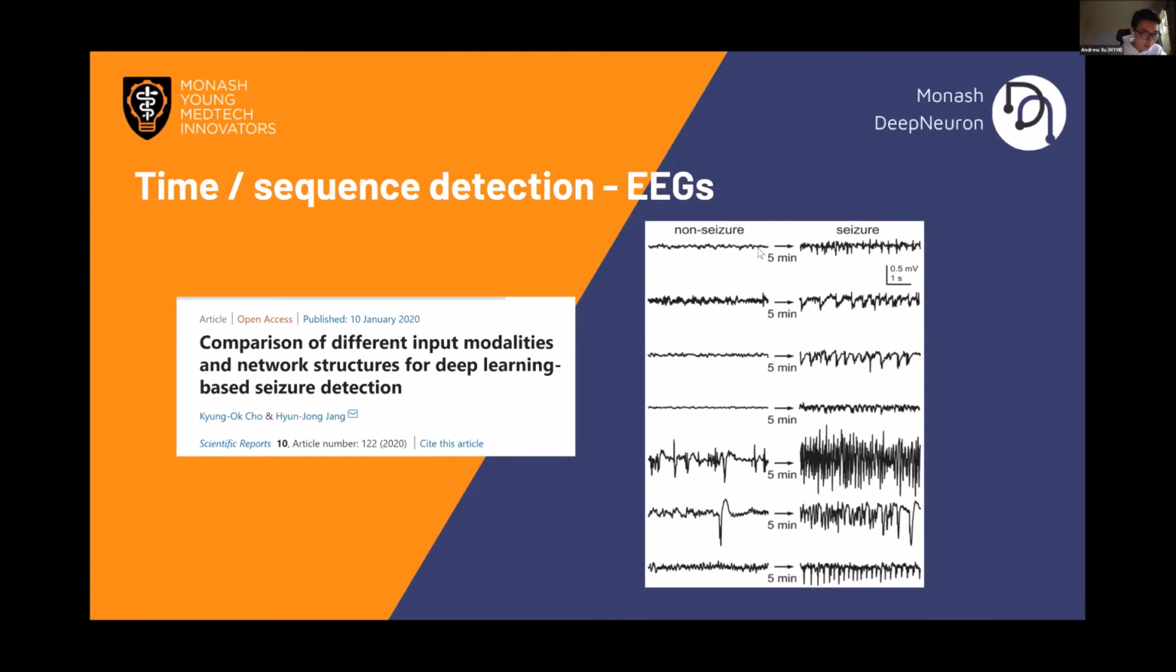So there's a lot of work into detecting that. And one of the good things is that because EEGs are time series data, we can use recurrent neural nets to try to find these patterns.